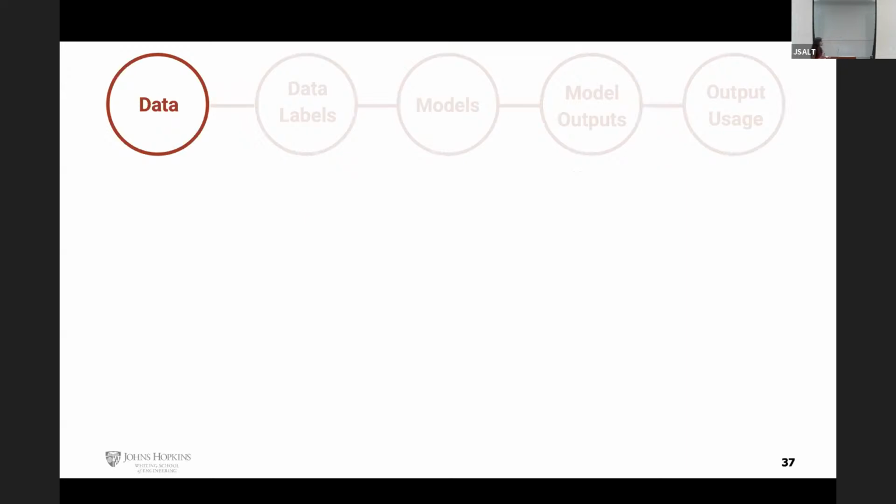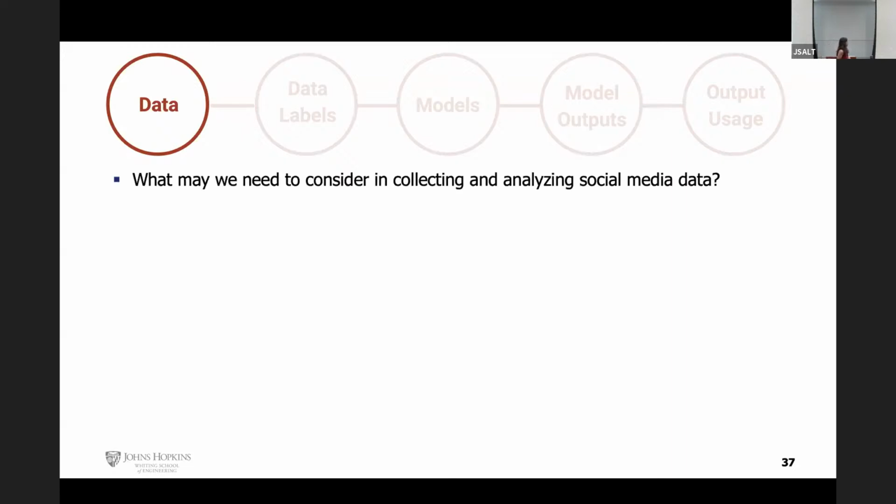And when we think about this in the context of social media analysis, I wasn't even planning to run through all of these examples, but I picked out some of the aspects here that I think come up a lot when you're working with social media data, and sometimes data more generally. So what are some of the things that we might need to consider when we're collecting and analyzing social media data?